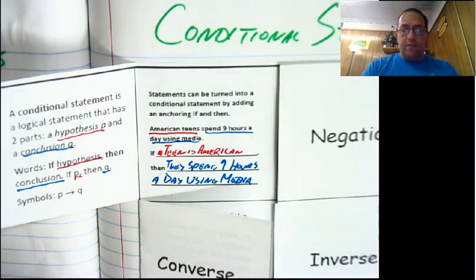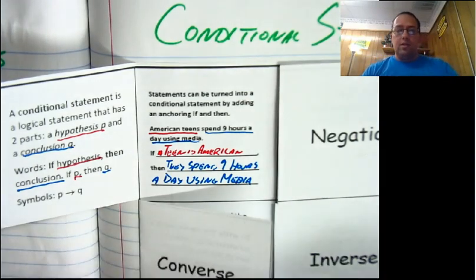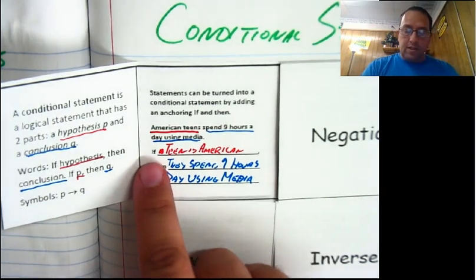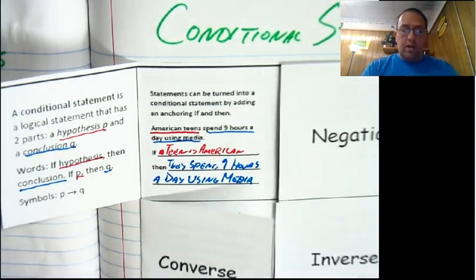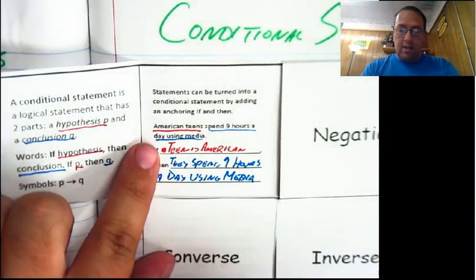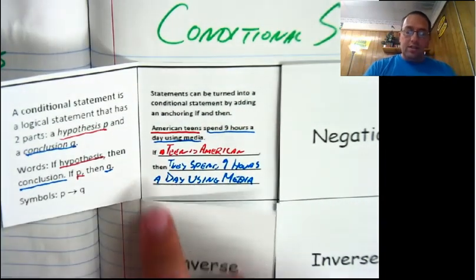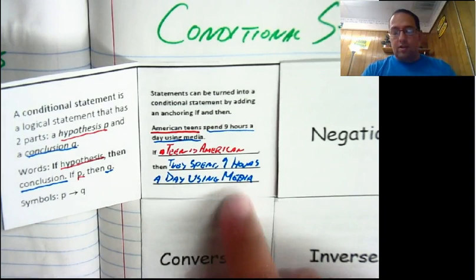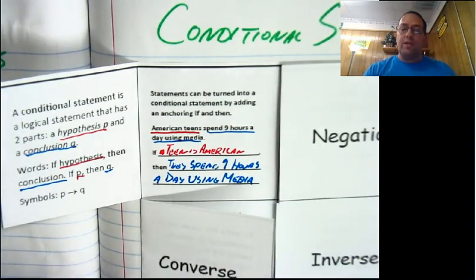But if-then, you have if hypothesis, then conclusion. Notice the hypothesis is not if a teen is American. The hypothesis is simply a teen is American. The conclusion is not then they spend 9 hours a day using media. The conclusion is simply they spend 9 hours a day using media. The if and the then are not part of the hypothesis or conclusion. They go in front of them.